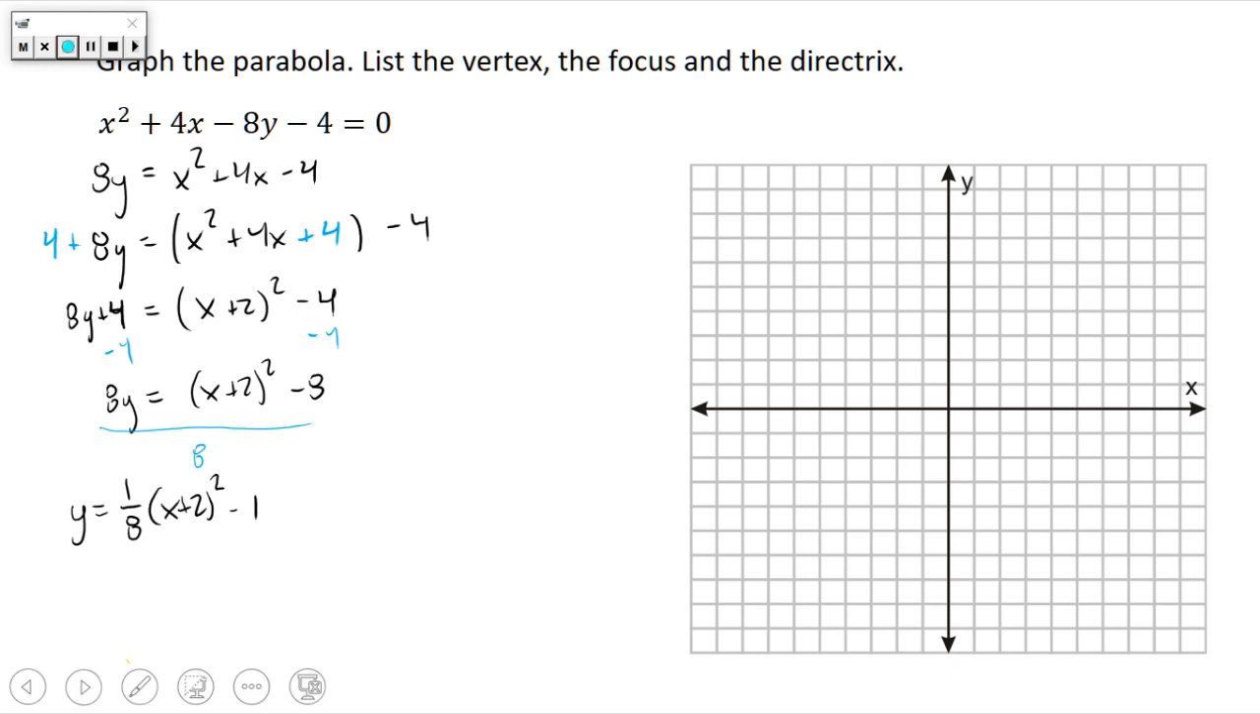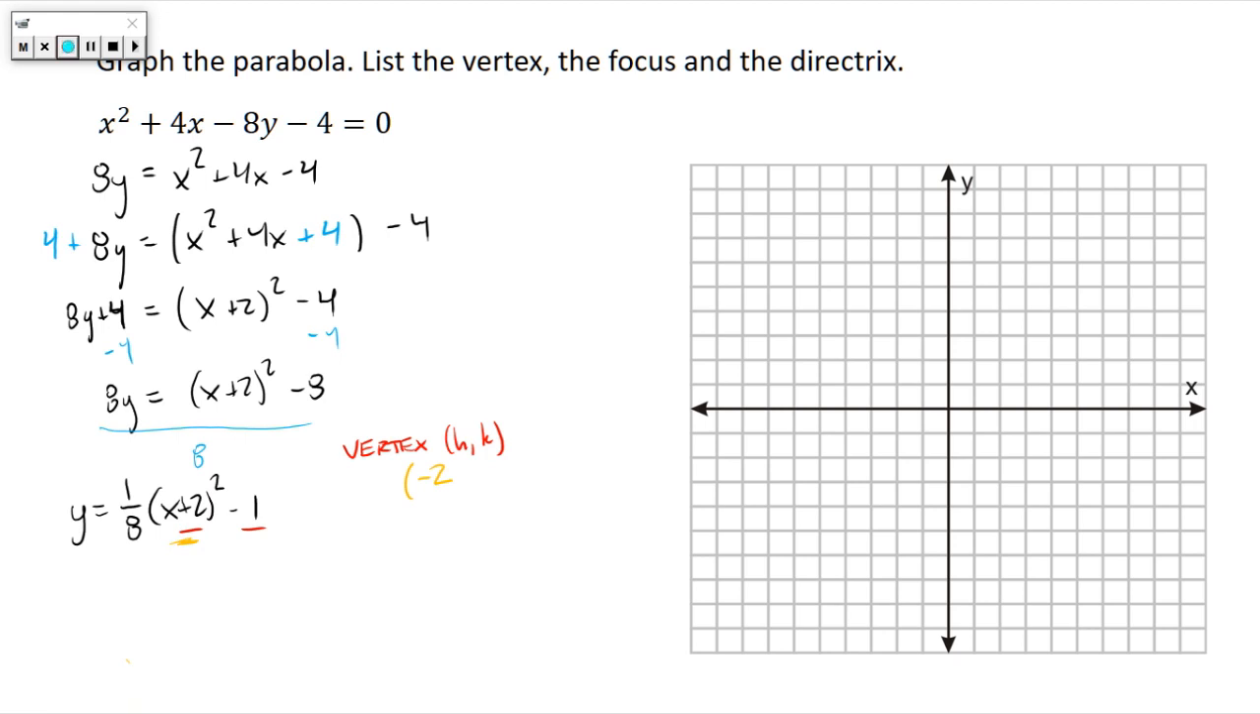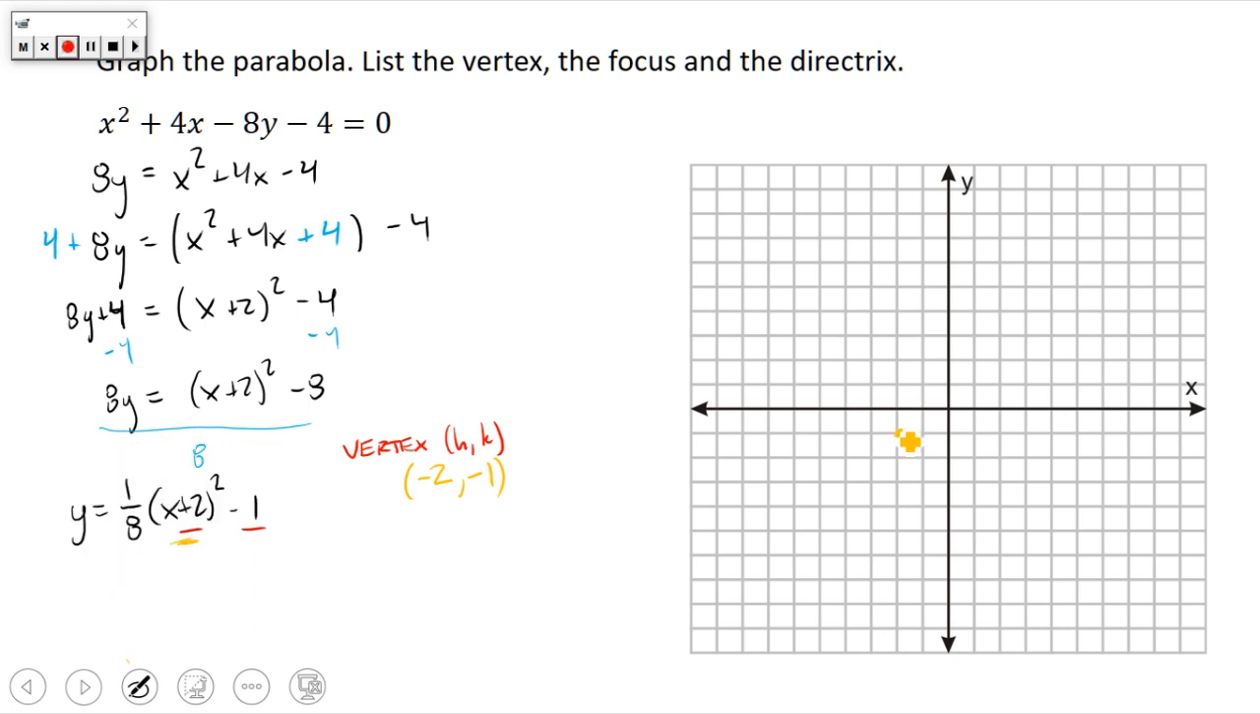So from this we can get a few things. We can get the vertex. The vertex, which is (h, k). The vertex for this would be -2, because this was usually x minus h. Now it's plus 2, so that means h must be -2, and k is -1. That's the vertex of this parabola. The focus, now before we do that, let's transfer that vertex to this graph. So -2, -1 right there.